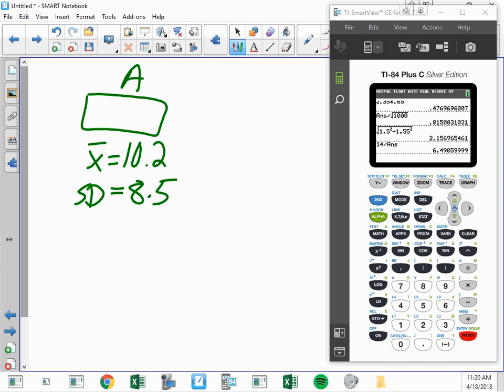Some people are not working and some people are working a lot. That is very spread out. When your SD is almost the same size as your average, there's a lot of spread. Okay? And for B, we have an X bar of 8.1 and an SD of 6.9.